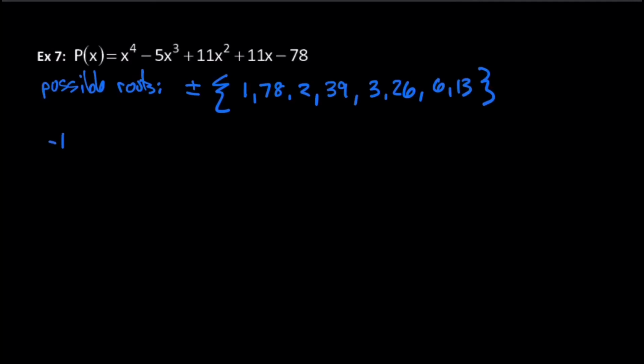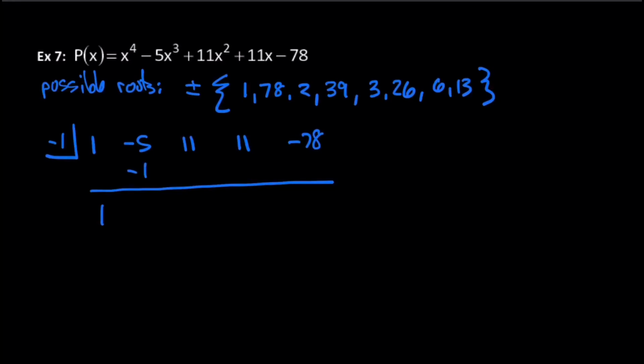So let's see. -1. My coefficients are 1, -5, 11, 11, and -78. Bring down, multiply, add, multiply, add, multiply, add, and no, this is not going to work. All right, it's going to be a negative number.